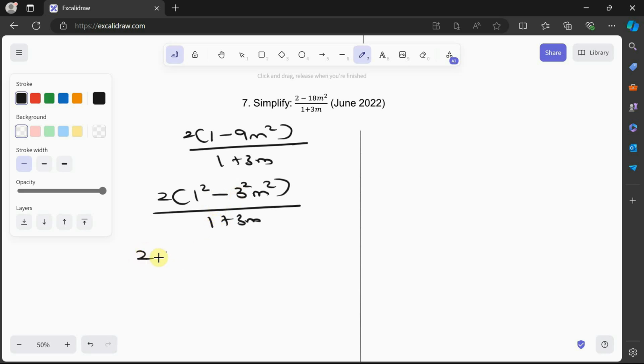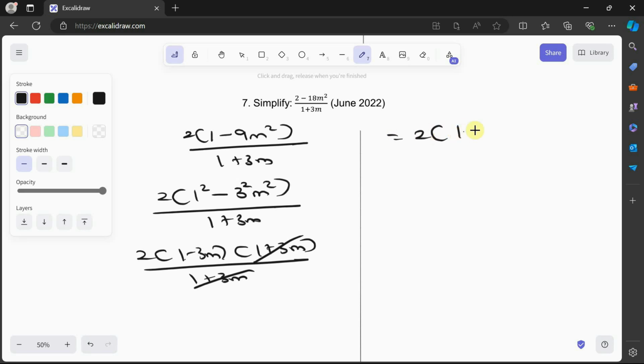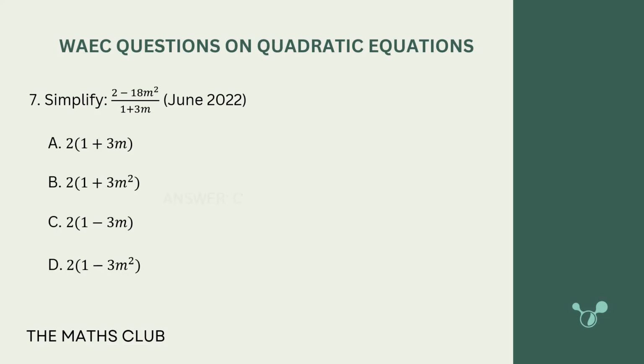So you could just see 2 open brackets 1 minus 3m, 1 plus 3m, all over 1 plus 3m. So 1 plus 3m cancels 1 plus 3m, and you'll be left with 2 open brackets 1 minus 3m, and this is the solution for this particular question. That will be option C.